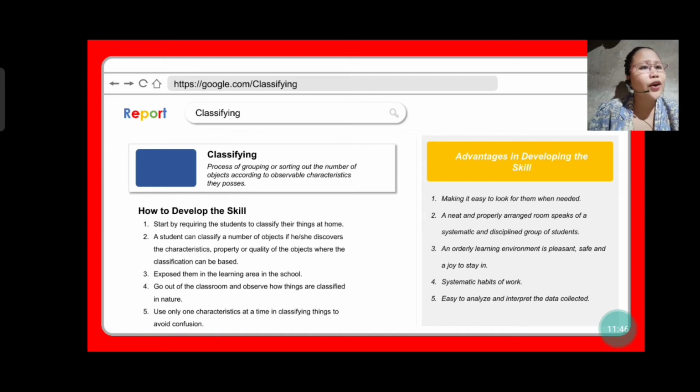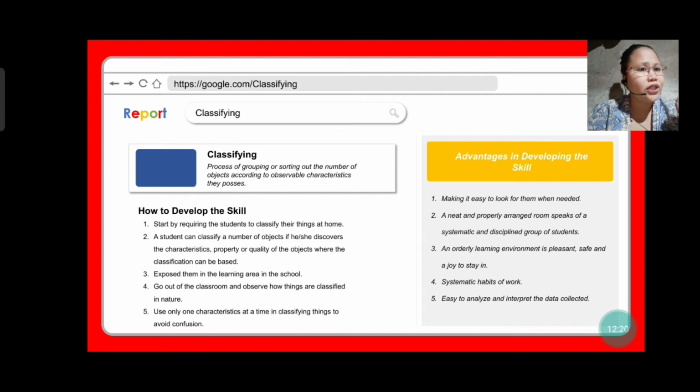And then, fourth is systematic habits of work. Since they know how to classify things, they will arrange things, so their habit of work is systematic. They know how to arrange what work is to be done and what work is to be passed. So now they are disciplined enough and know how to classify things in order.